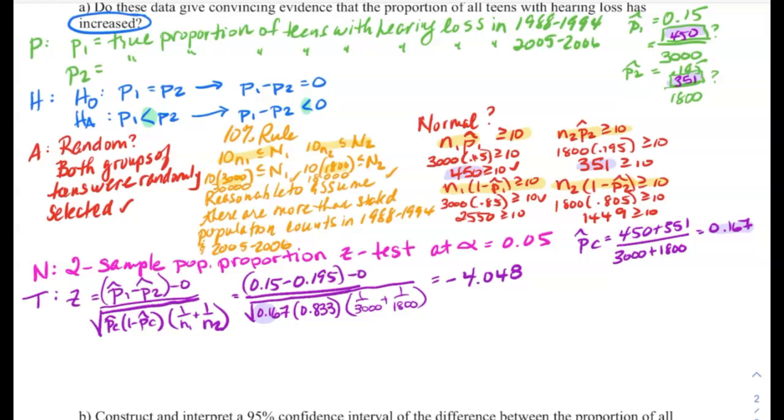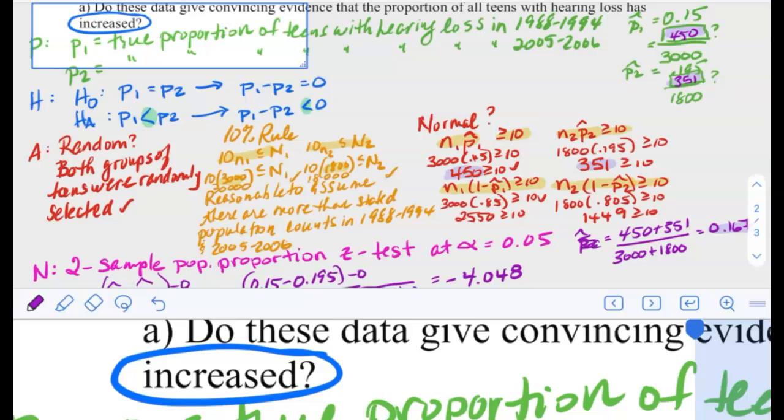So we're following the formula that I wrote down, the P1 minus P2 minus 0 over the square root of all that stuff. So the top part is not that difficult. I just take my two proportions, subtract them in parentheses, do minus 0. The bottom part, I need the combined proportion. So to do that, I had to go over to here and calculate it.